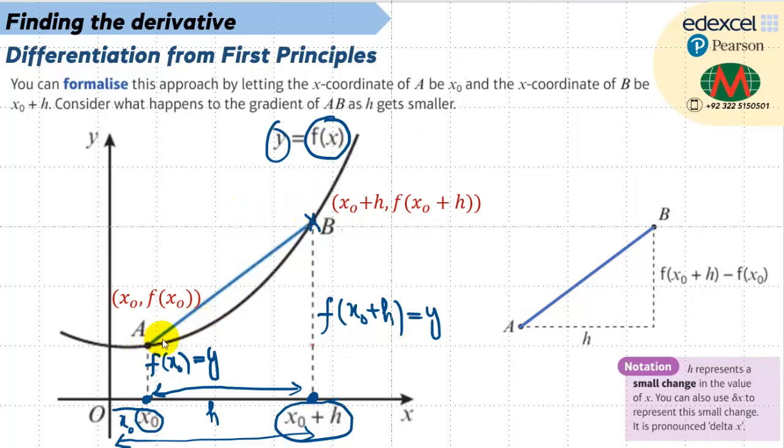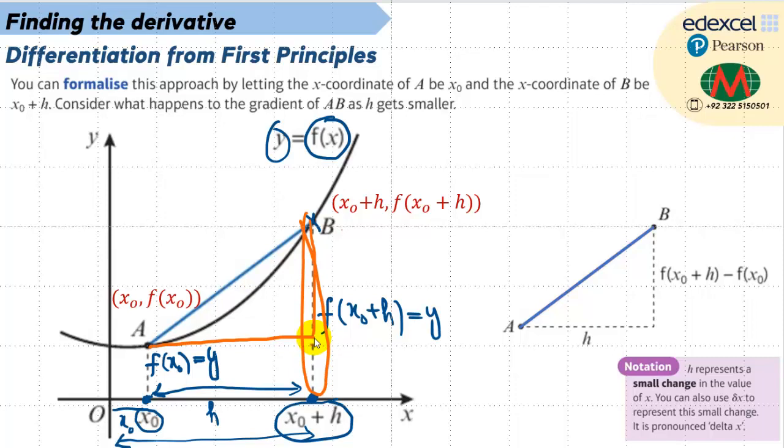Next, we are going to find the gradient of this chord AB. The formula is, but before that, we should draw a right angle triangle here from here to here. Because we have to find the gradient, and the formula of gradient is rise over run. This vertical distance is called the rise, and this horizontal distance is called the run. What is the height of this? This is f of x naught plus h.